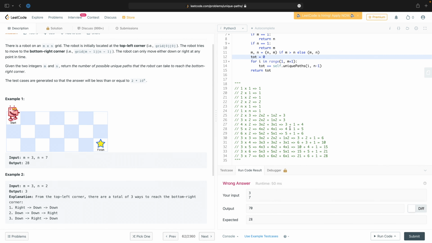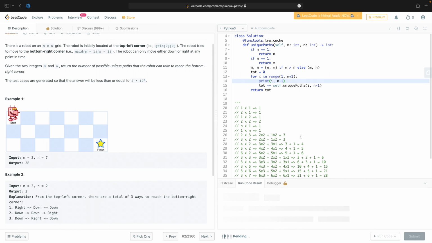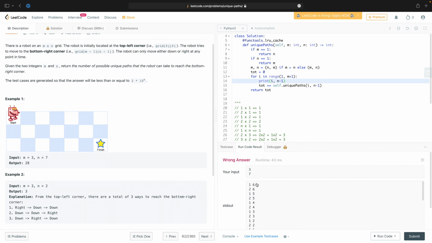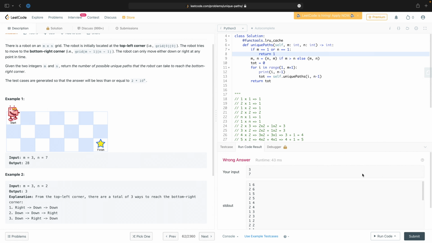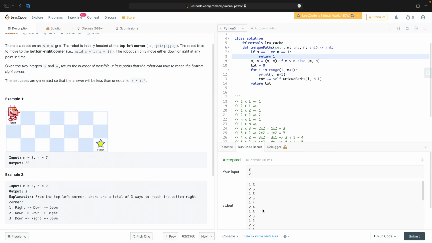How did that happen? I want, so print i, m minus 1. Let's see what on earth is going on here. 626. Oh. My base case is wrong. Those are meant to return 1s. Doozy. That'll put me out by quite a lot. That's better. I have no idea where that came from.